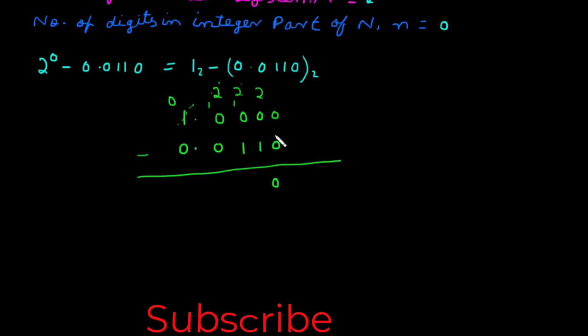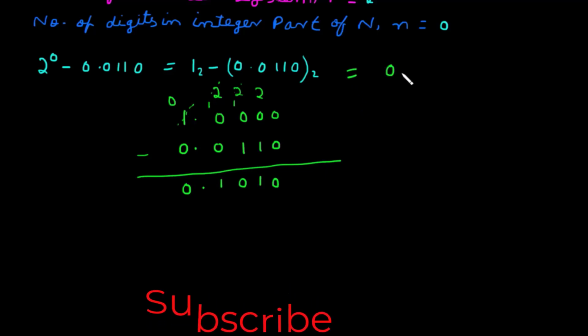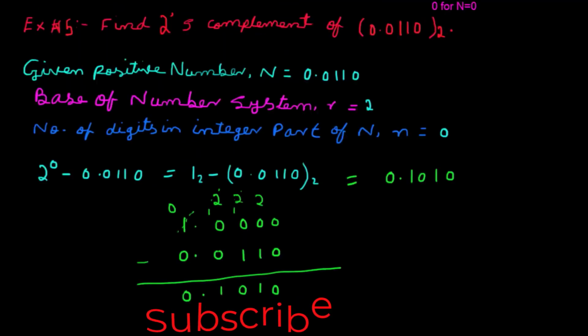Now 2 minus 1 will give me 1, and I have 1 in this column, so 1 minus 1 will give me 0, and 1 minus 0 will give me 1. 0 minus 0 will give me 0. So this is equal to 0.1010.